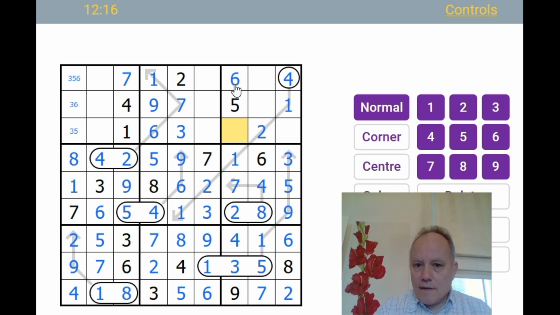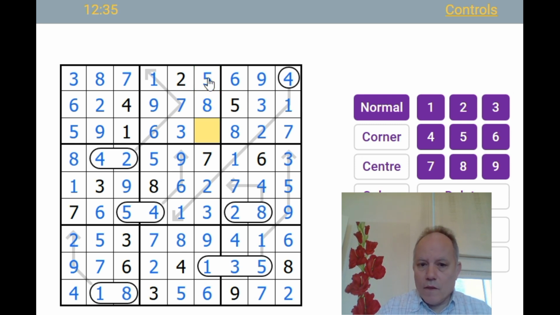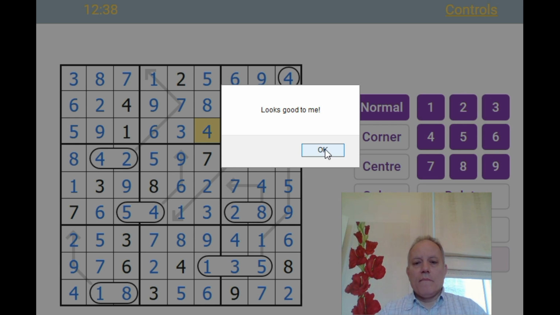6 and 8. 9, 3, 7. Yeah, it looks like we're getting there now. That must be 6, 5, 3, 8, 2, 9, and 5, 8, 4. So I think that's the solution. Let's just check. Looks good to me too.